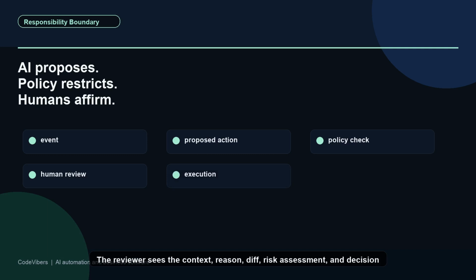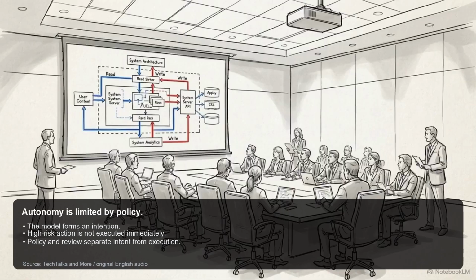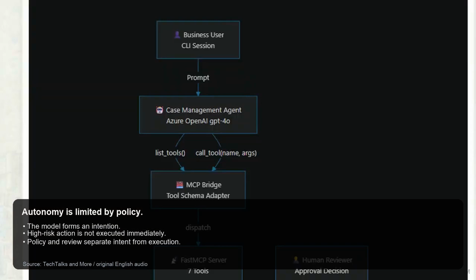The reviewer sees the context, reason, diff, risk assessment, and decision buttons. After the decision is made, the system executes the action and writes an audit log before any high-stakes state change. This design ensures that the agent's autonomy is strictly bounded by established human policy. This architecture solves the intent execution gap.